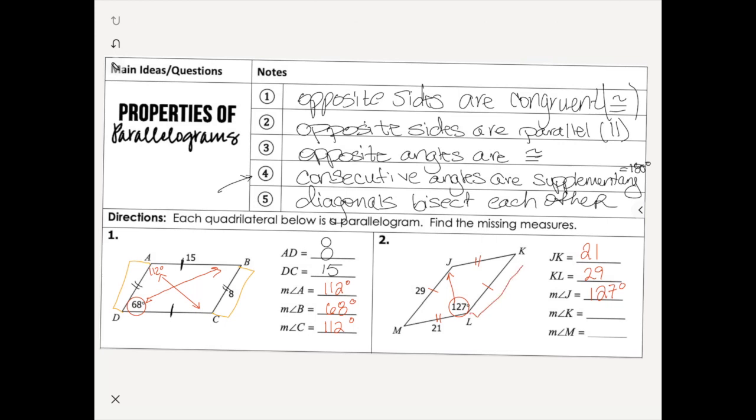Angle L and angle K are supplementary, which means they have to equal 180 degrees. So if you subtract 127 from 180, you're going to get 53 degrees. And if K is 53 degrees, we know that these two are congruent to each other, so this should also be 53 degrees. Let's try another problem.